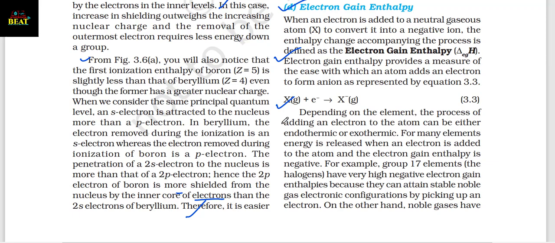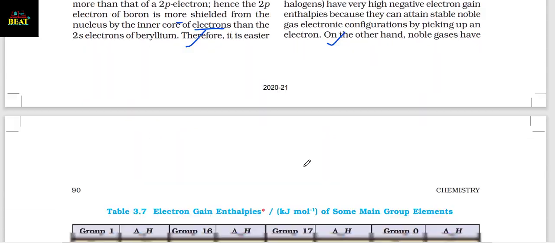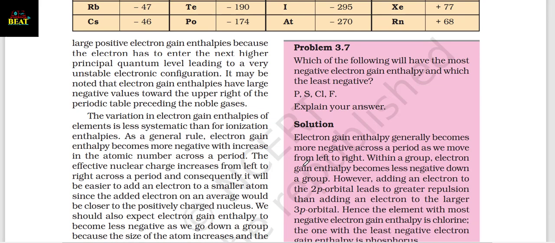For many elements, energy is released when an electron is added to the atom and the electron gain enthalpy is negative. For example, group 17 elements have very high negative electron gain enthalpies because they can attain a stable noble gas electronic configuration by picking up an electron. On the other hand, noble gases have large positive electron gain enthalpies because the electron has to enter the next higher principal quantum level, leading to a very unstable electronic configuration.